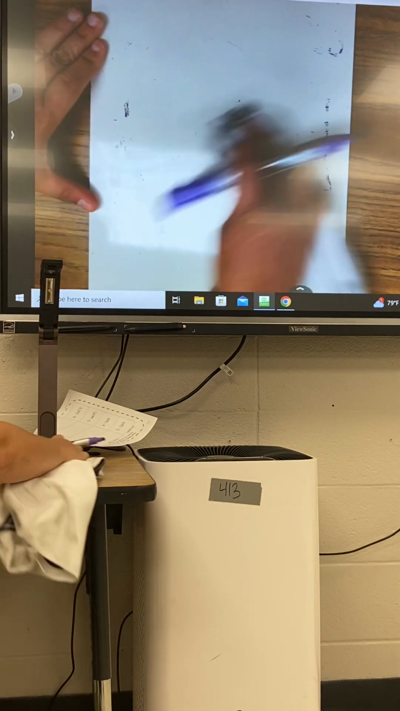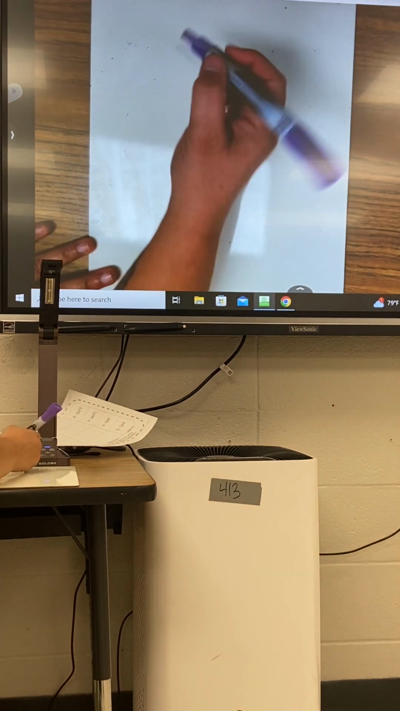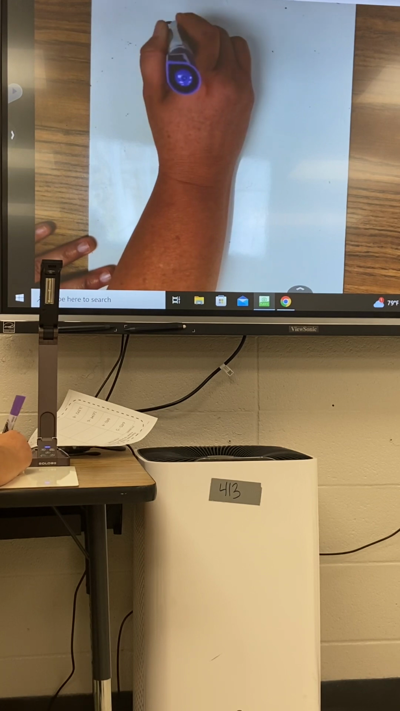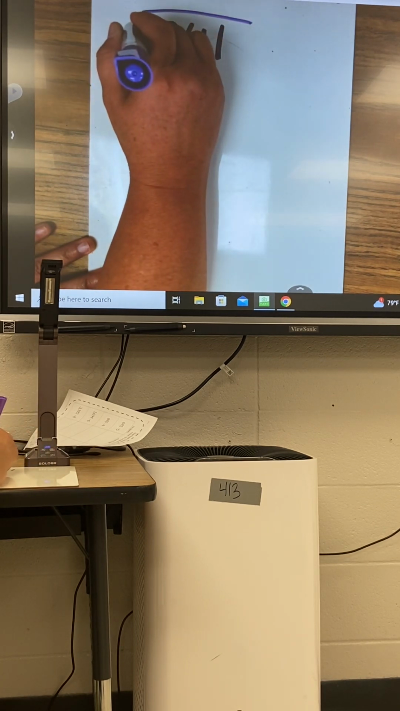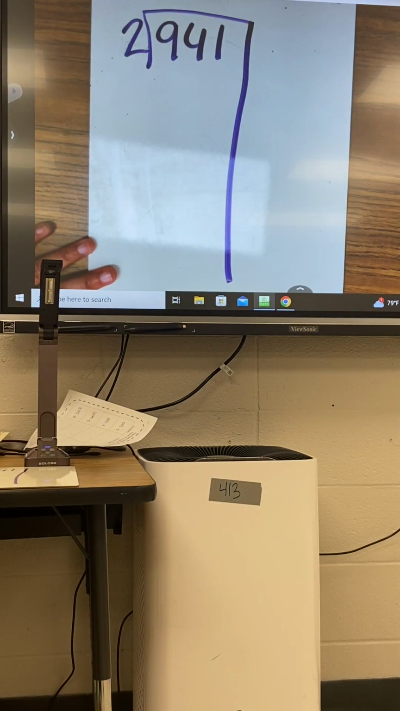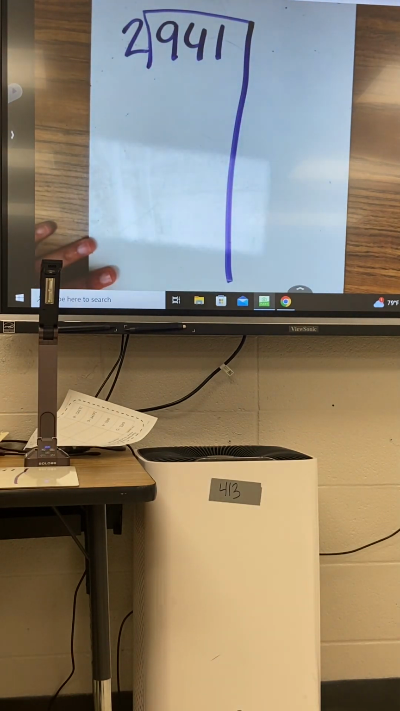Then partial products, all right, this one really sets them up for long division in the future. If I have 941 divided by 2, right? We call it the Big Seven because we just put a big line down here and that looks like a 7.